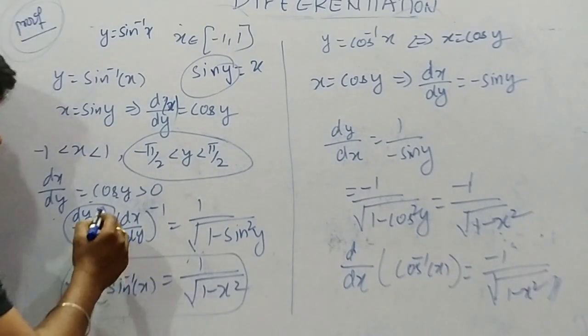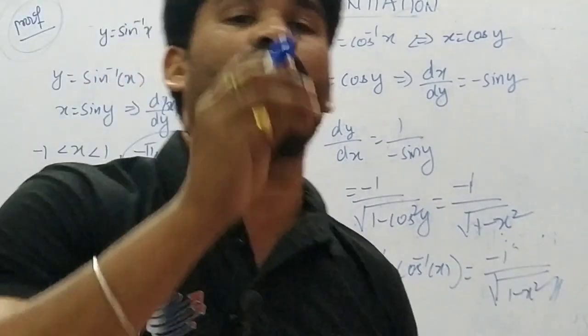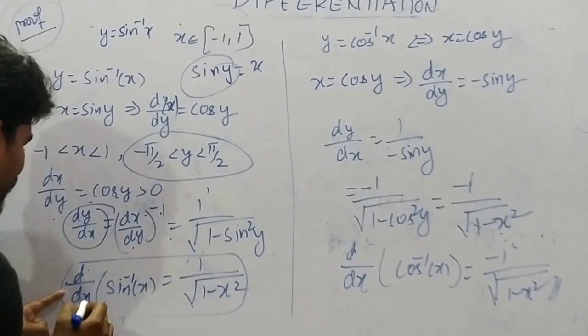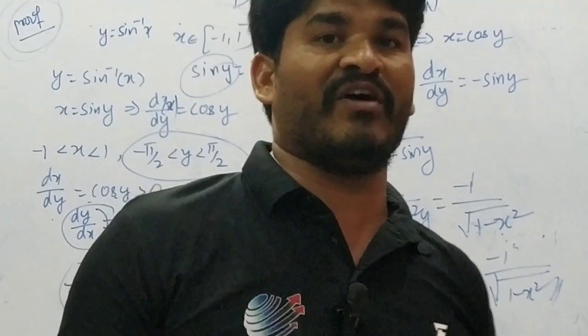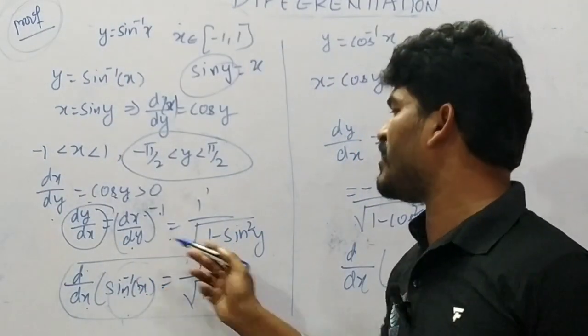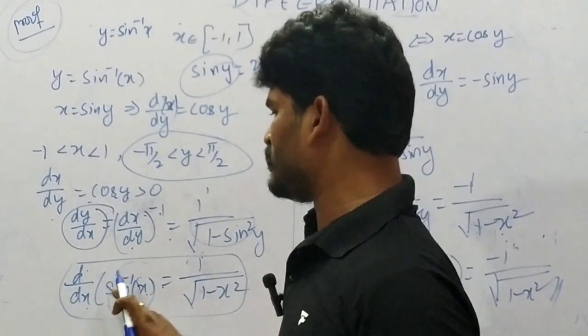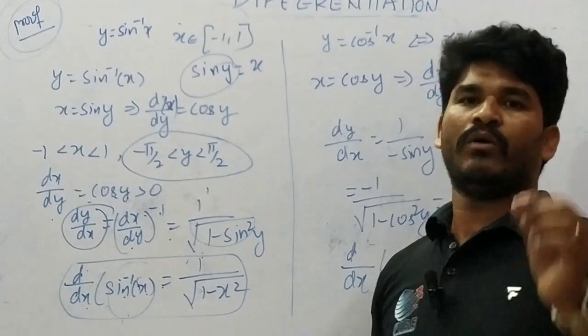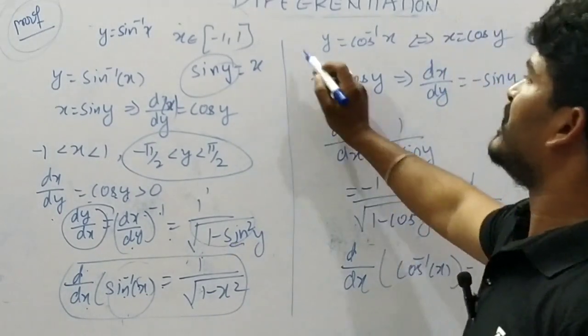Therefore dx by dy equals cos y, which is greater than 0. Therefore dy by dx equals the inverse, 1 by root of 1 minus sin square y, in terms of y. Therefore d by dx of sin inverse of x, in terms of x, gives the value 1 by root of 1 minus x square. The given result is dy by dx of sin inverse of x equals 1 by root of 1 minus x square. This is the proof for y equals sin inverse of x.